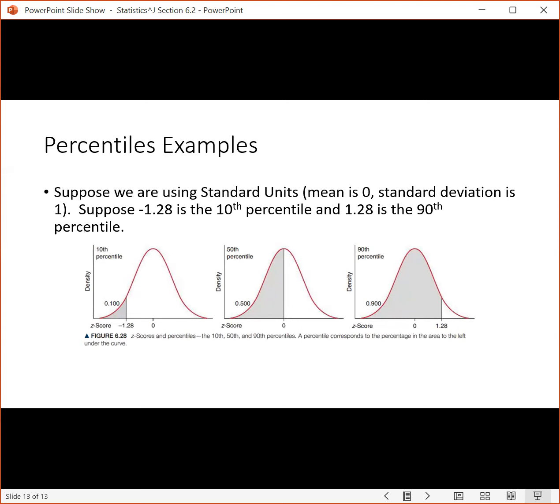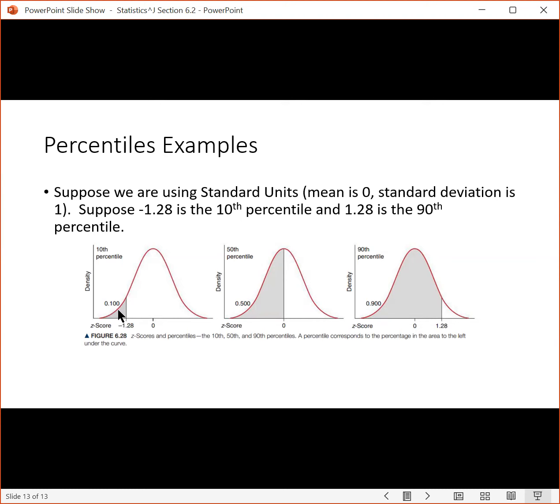Let's look at some examples here. Suppose we're using standard units where the mean is 0 and the standard deviation is 1. And suppose that negative 1.28 is the 10th percentile and 1.28 is the 90th percentile. Then you end up getting the following results below. If negative 1.28 is the 10th percentile, then negative 1.28 is the score that separates the bottom 10%, that's going to be 0.1 in the area under the curve, from the top 90%. The total is 1, and so 0.1 is 10% of 1.